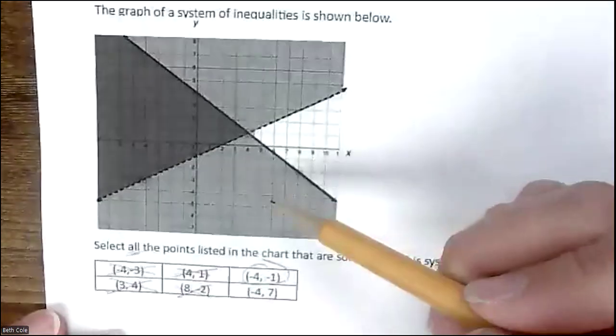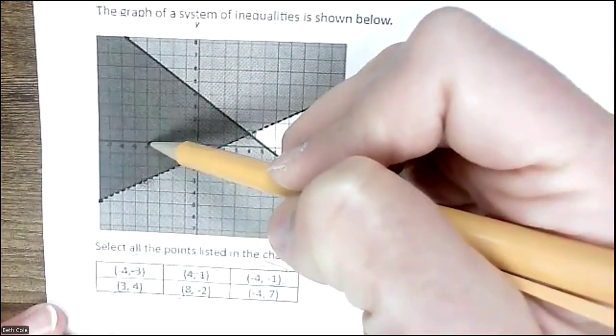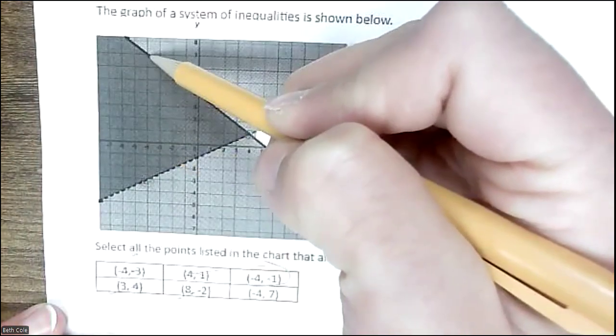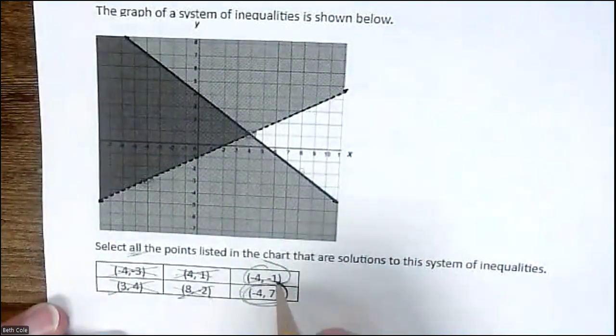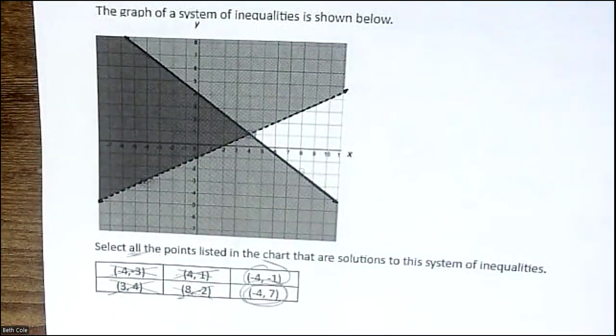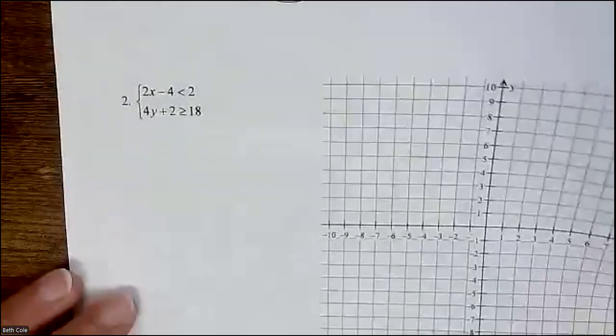We might only get one answer, unless this last one counts. -4, 7. Yes, that counts because it's on the solid line. So we just got those two. All right, so here, do you have your colors handy?